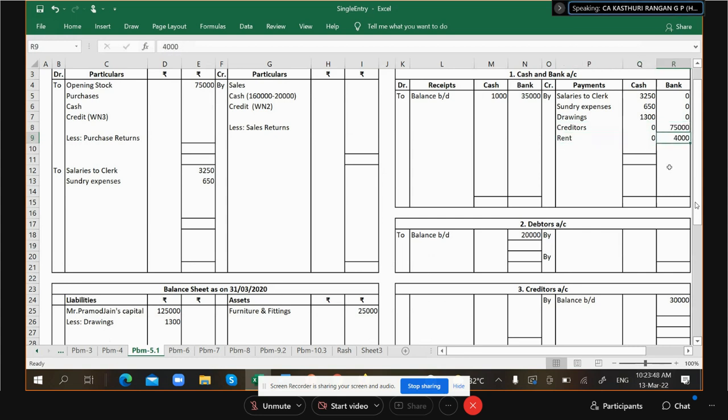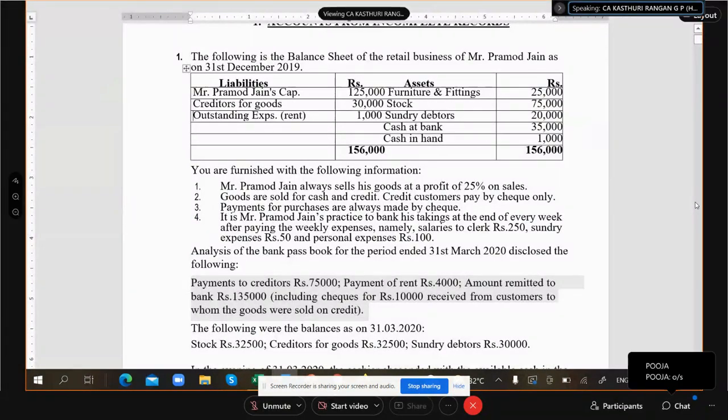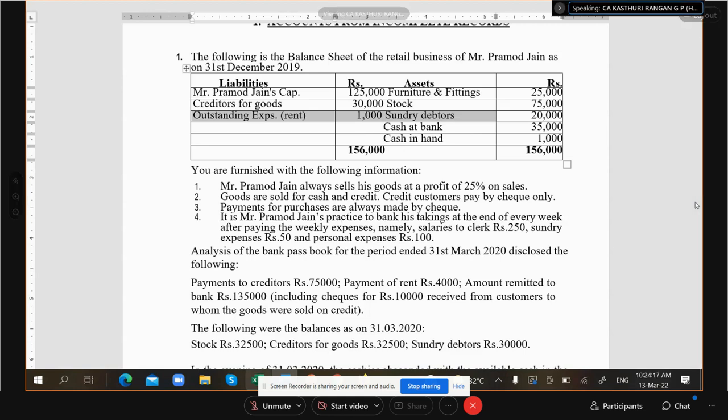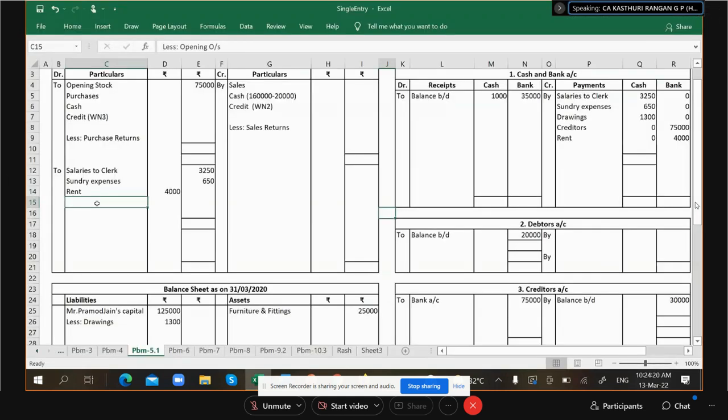By rent, bank column, 4,000. So we have to debit the creditor's account to bank, 75,000. Where will you put rent? Rent is an expenditure, but you have to put it in the inner column. Why inner column? Because there is an outstanding rent of 1,000 rupees. That is for the last year. But you have paid it in this 3 months period. Therefore, we have to deduct it. So less opening outstanding, deduct 1,000.